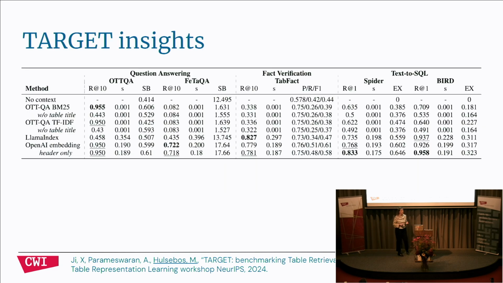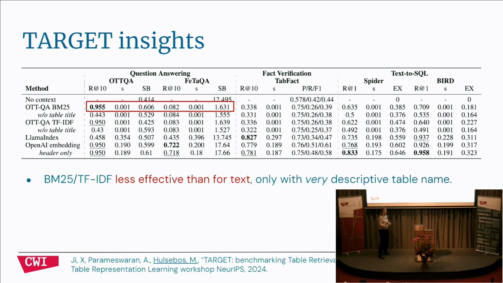So what are the insights? Well, surprisingly, or maybe not surprisingly, BM25, I'm not going into the very specific details there, but it's based on lexical comparisons and frequencies in documents or tables, is much less effective for structured data compared to text. So in RAG over text, BM25 is always considered a robust baseline. For structured data, it's completely different. You don't get anywhere with BM25 or TF-IDF kind of approaches.